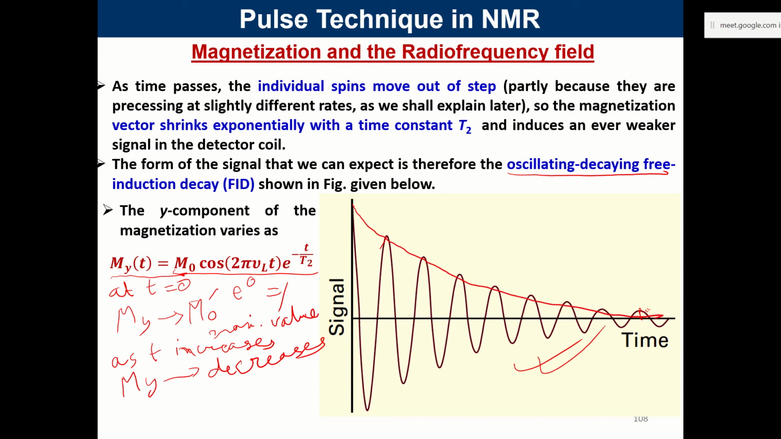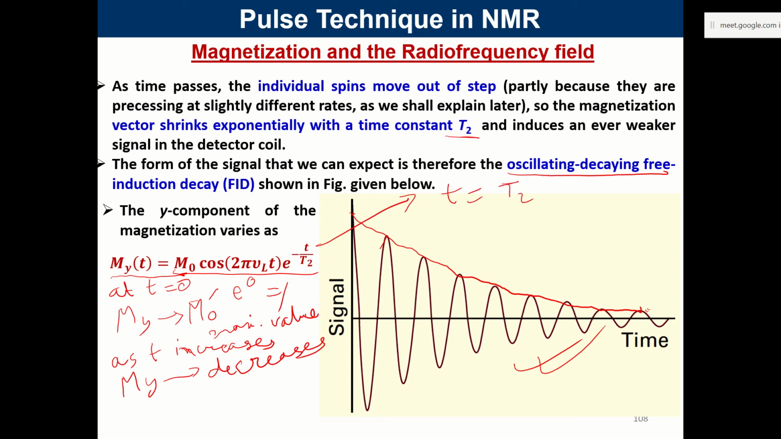If you take only the crests and connect the dots, are you seeing an exponential decay? Yes. So this is an exponential decay profile, right? This is what we mean when we say that the Y component decays exponentially with a time constant T2. So when t is equal to T2, you can extrapolate, what will happen?